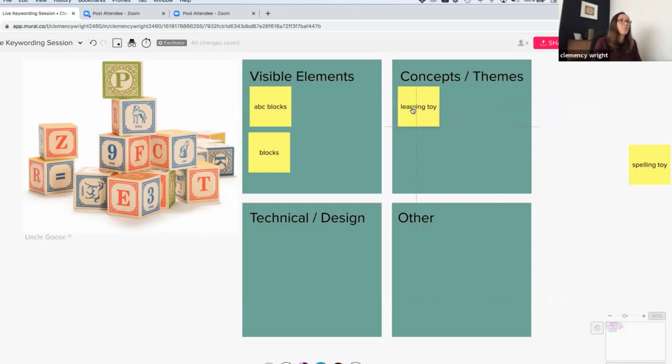So at the beginning of my little presentation, we talked about keywords having a meaning, or they convey something other than what you can see. So this is about learning.